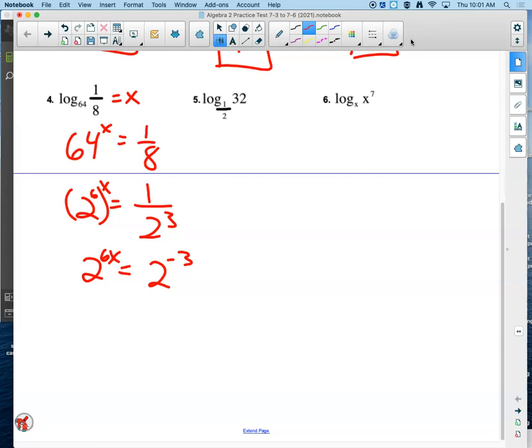What did we do with that at this point? Yeah, drop the big 2's. Don't need the big 2's. They're already equal. So we really just need to solve that.